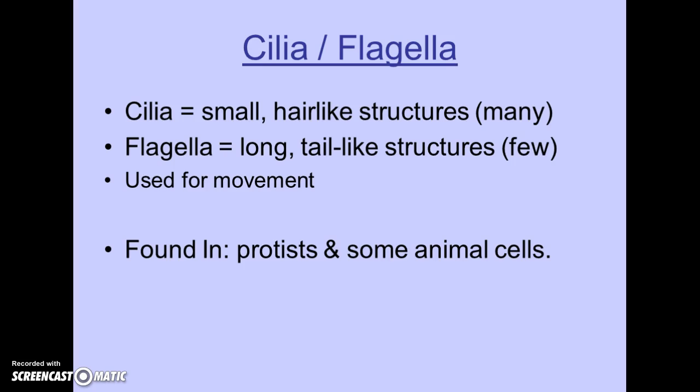Cilia and flagella are two specific structures that are used to move cells around or to move things around the cell. Cilia are lots and lots of little tiny hair-like structures, and flagella is like a long tail-like structure, and there's usually very few, only one or just a couple, where cilia would be many of them all over the place. And either they are used to swish water and fluids around the cell to move things into the cell, or they are used to push the cell around or pull the cell around where it needs to go. So protists are going to have them, and there are certain animal cells that have them.